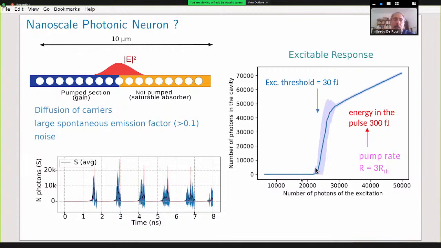I want to point out that the structure is very simple. It is a kind of laser with two sections. And when the scale is about 10 micron, you have to worry about many things: diffusion of carriers, the fact that the spontaneous emission factor is very large, so you have a lot of noise. Yet the stochastic simulation that we have carried out, this is one example, shows that you do have spiking, and you can have interesting properties. So you can obtain the properties that are interesting for spiking, and so reproduce a photonic neuron.